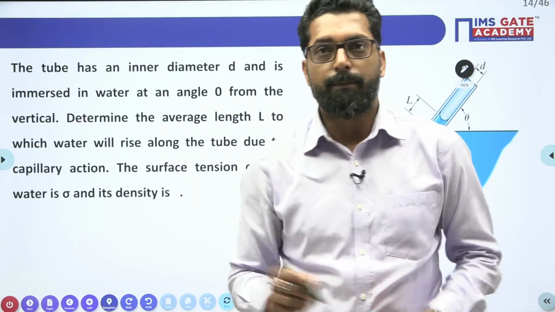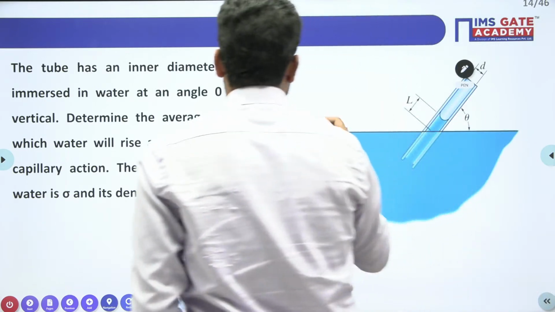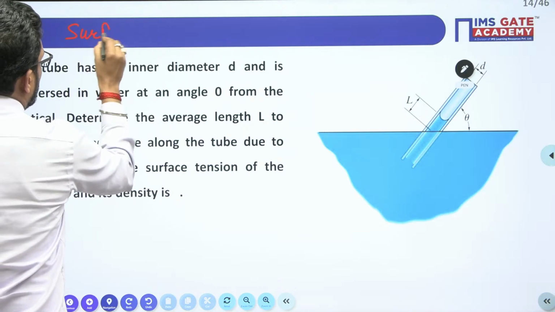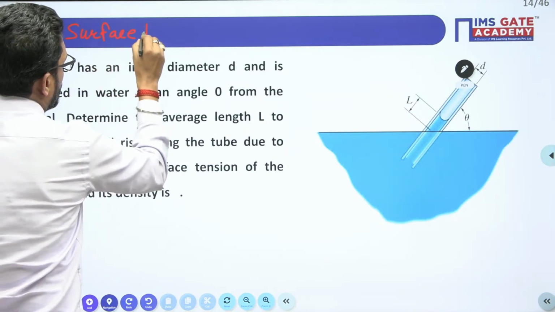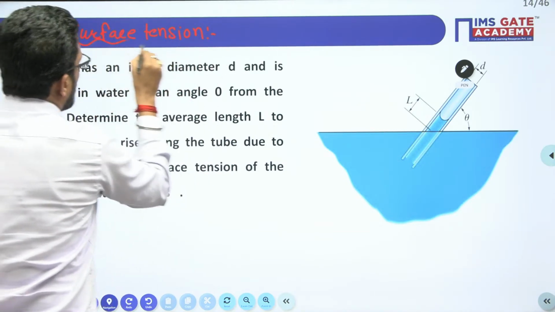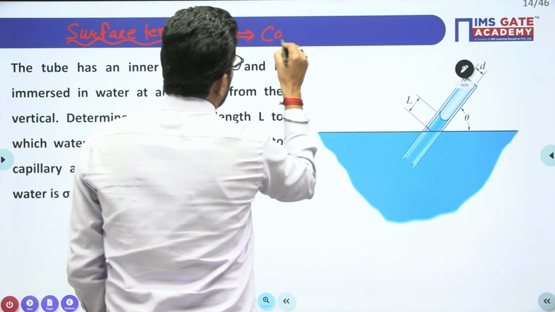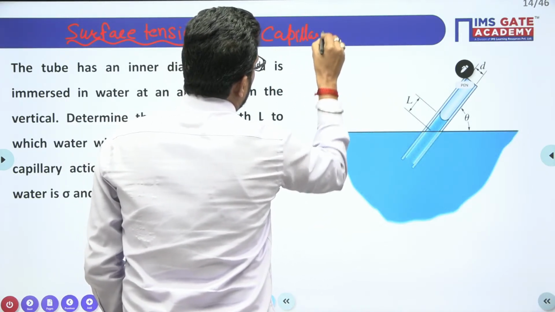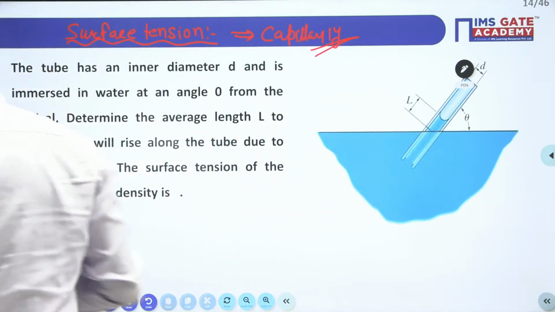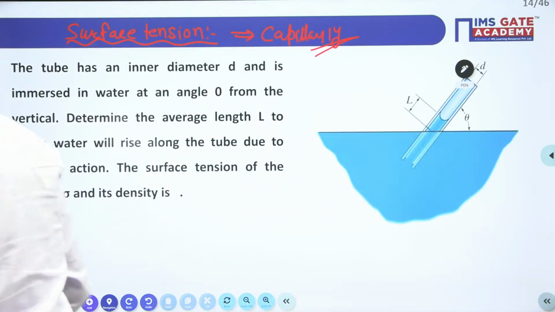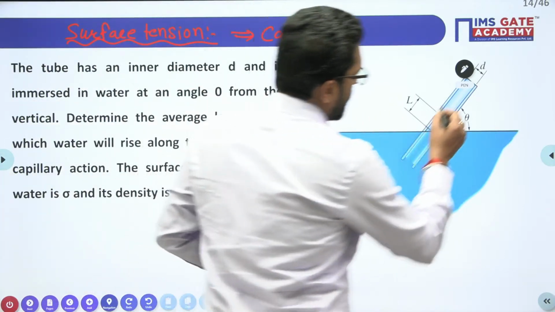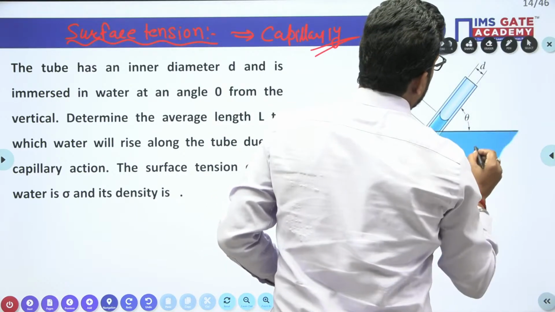This is the surface properties question, surface tension. So this question is based upon surface tension, right? And there is an application of surface tension known as capillarity. So this is a question based on capillarity, right? Okay, no problem, beta. See, this is the capillarity.